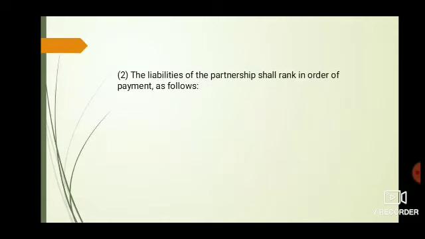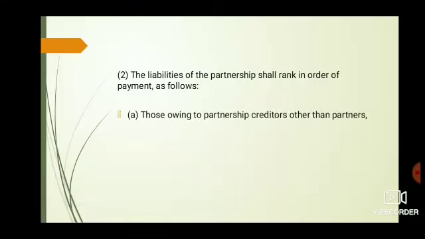Paragraph 2. So, this explains my report, which is the rank in order of payment. So, yung utang daw sa partnership may order, yung kung sino yung unang dapat bayadan, yung pinakaunang dapat bayadan, saka yung pwede naman siyang ihuli. The first one is those owing to partnership creditors other than partners. So, as what I have said, there is an order of payment that needs to be followed. First, the partnership liability. So, yung unang dapat bayadan is yung utang ng partnership.